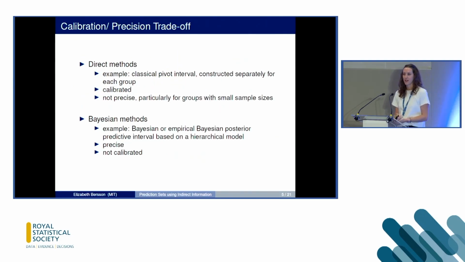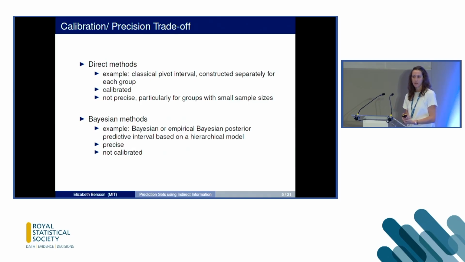Okay, so standard methods for constructing prediction sets typically have a calibration and precision trade-off. You may proceed with a direct method where you construct a prediction set for a given county using only data from that county. These methods result in prediction regions that are calibrated, but they may not be very precise, particularly for groups or counties with a small sample size.